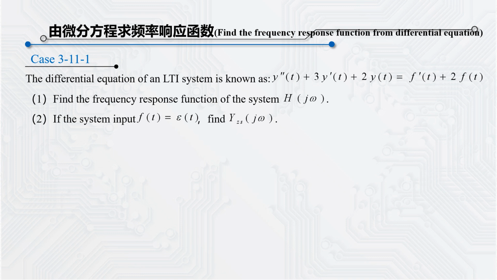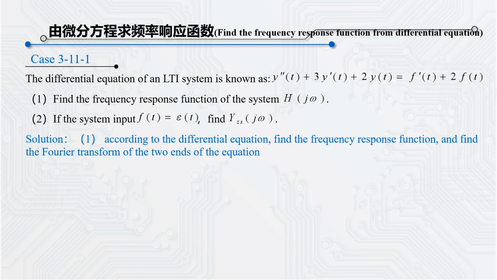Question 1. Find frequency response function H(jω) of this system. Question 2. If the input f(t) of this system is equal to ε(t), find Yzs(jω). That is to say, you need to find the spectral density function of its zero state response. First, we can find the frequency response function according to the differential equation. The method is very simple.